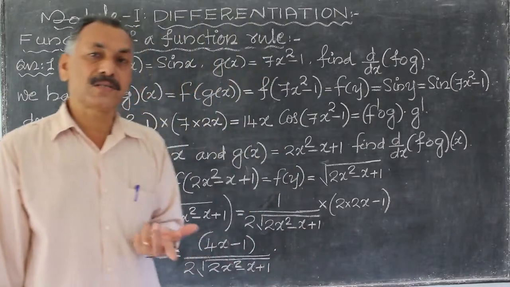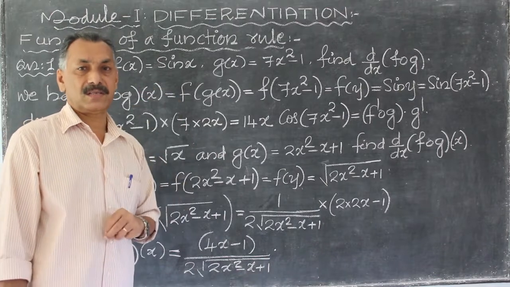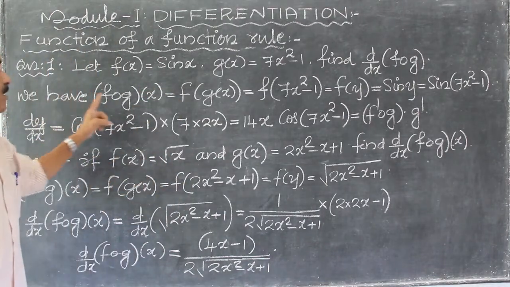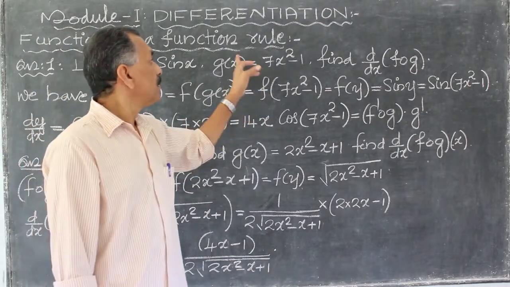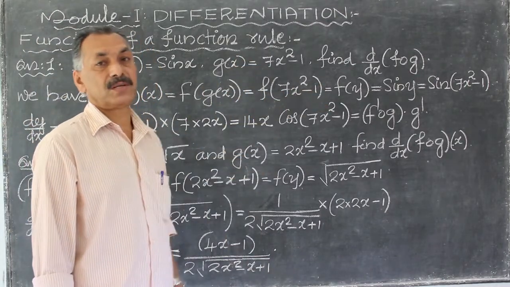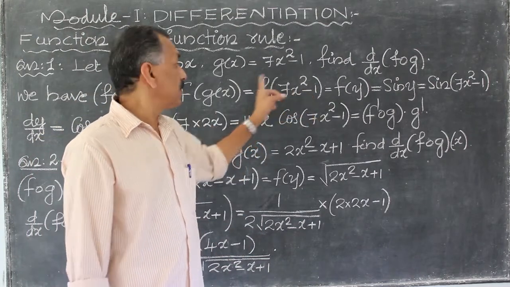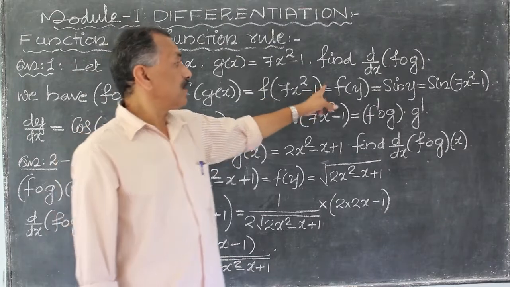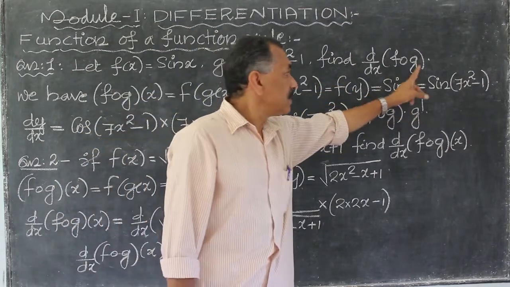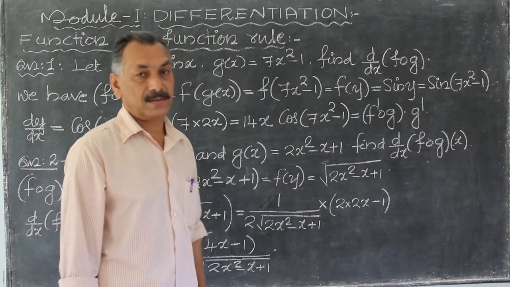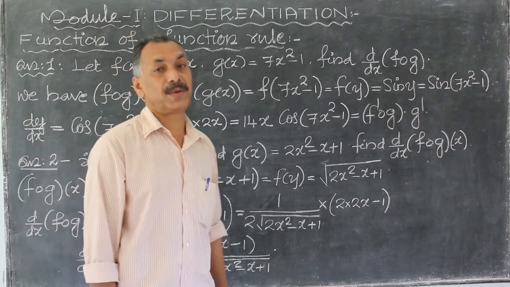First calculate f dot g, then apply the derivative of f dot g. What is f dot g? We have f dot g of x is equal to f of g of x. That is f of g of x, which means 7x square minus 1. Let 7x square minus 1 be equal to y. Then this is f of y. What is f of y? f of x is sin x, f of y is sin y. That is sin of 7x square minus 1. Okay? f dot g of x is equal to sin of 7x square minus 1.